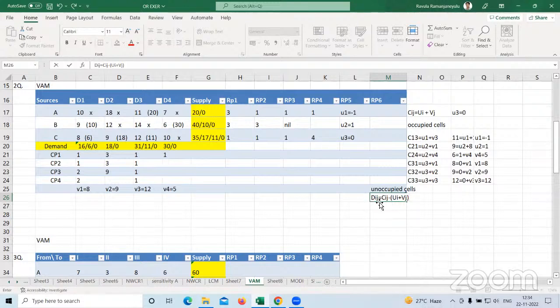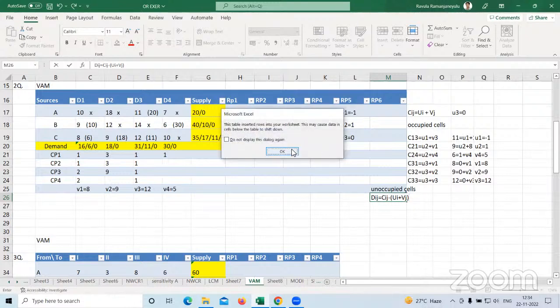So this delta ij, if all the values are 0 or positive, then we can say we reached our optimal solution. Same as in the simplex method, what we have verified at the end. If we reach the position where all the values of delta ij are positive or 0, then we can say we reached our optimal solution. If there is any negative value we are getting, then we need to go further steps. That is actually the verification part we need to do.